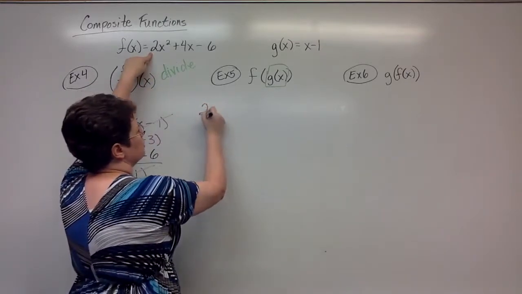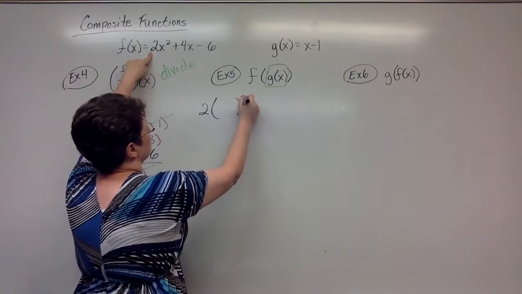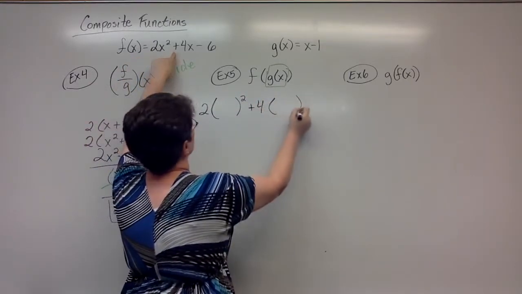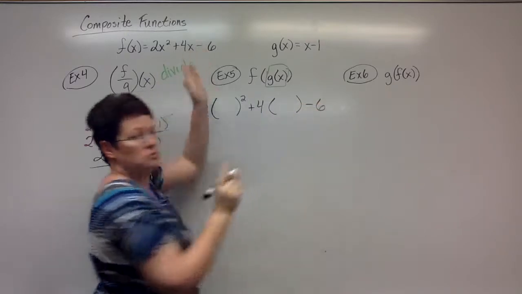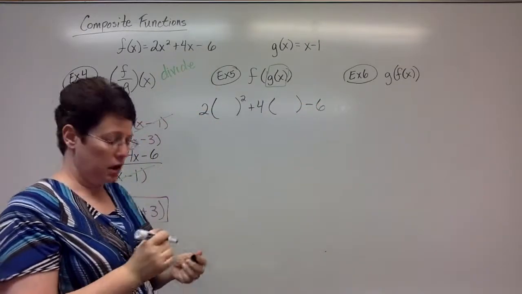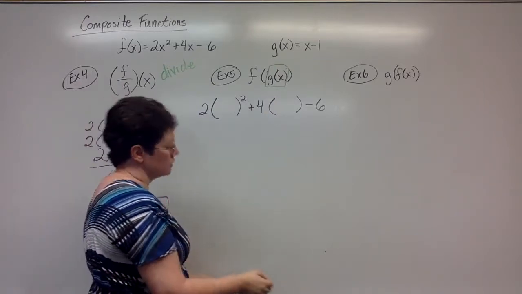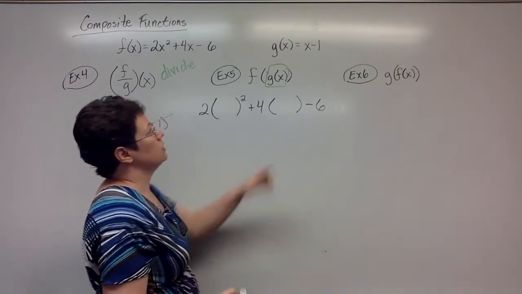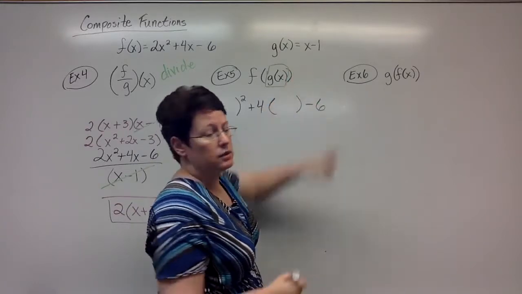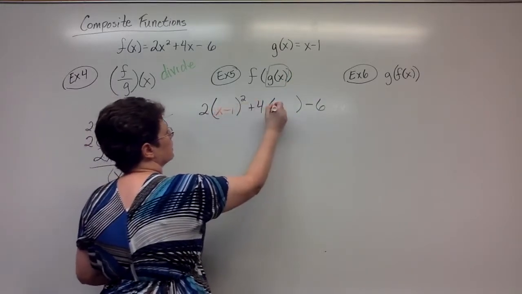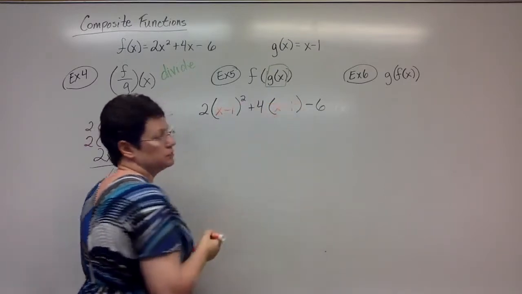So I have a 2 parentheses squared plus 4 parentheses minus 6. Well, that was easy, right? Now we figure out what we're plugging in. We're plugging in g. What is g? g is x minus 1. So inside the parentheses, everywhere I have parentheses, I'm going to put an x minus 1.